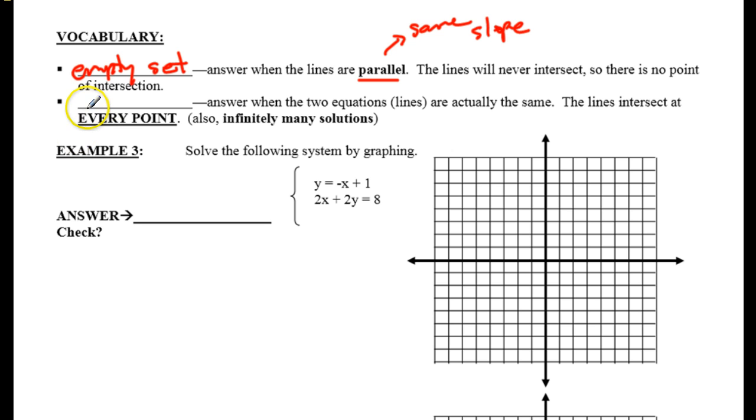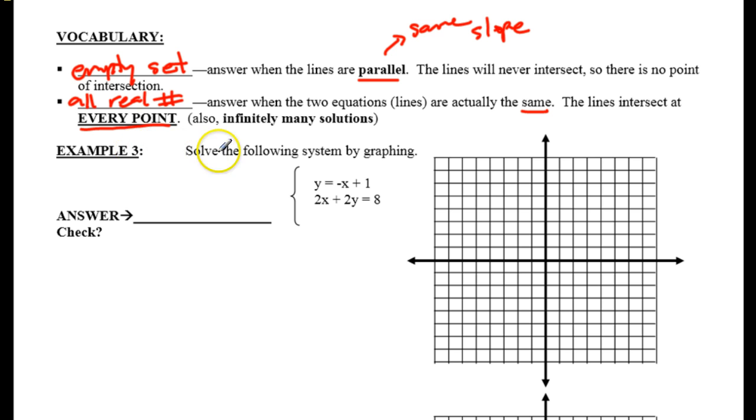And then next, this blank is going to say all real numbers. I'll just reread that. All real numbers. So that's the answer when the two equations or lines are actually the same. It's the same equation, which makes it the same line. And because it's the same line, they're basically on top of each other. And that means the lines intersect at every point. That's why it's infinite solutions. Alright, so let's take a look at these in practice now.